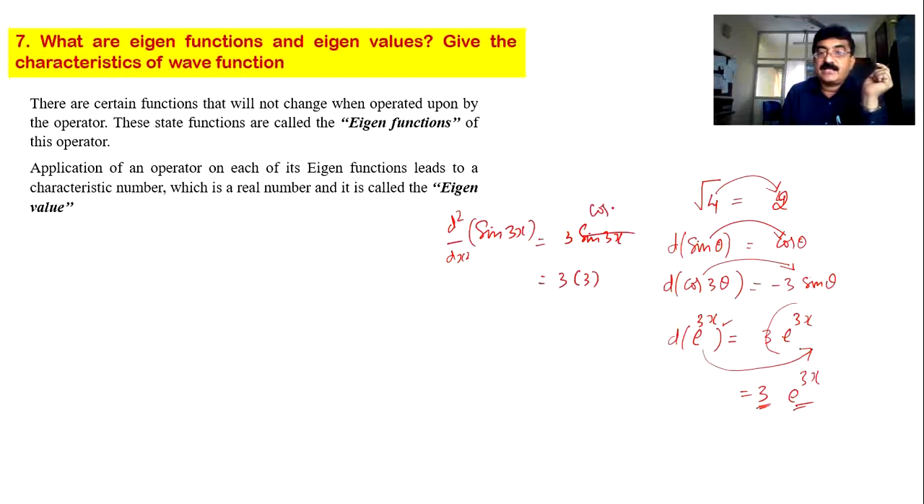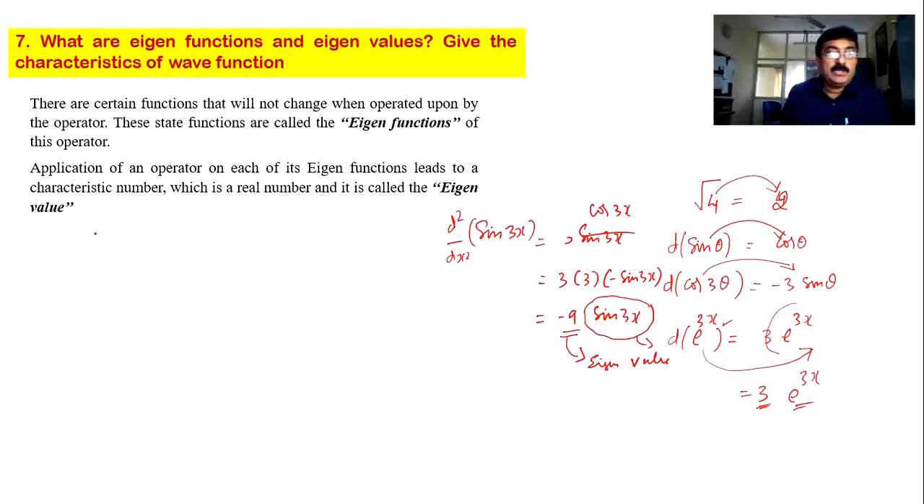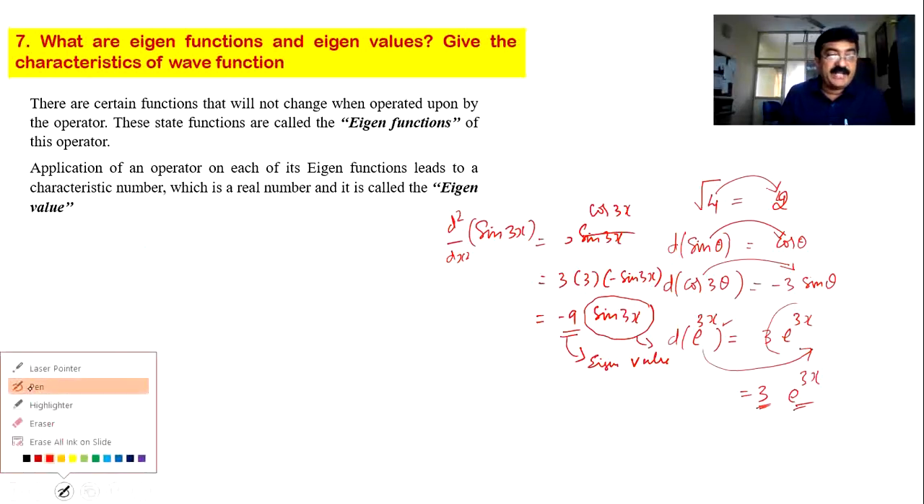differentiation of cos is minus sin 3x. Please try this. That is equal to minus 9 into sin 3x. I had sin 3x, and I got sin 3x once again, but with a number, minus 9. This minus 9 is the eigenvalue, and this sin 3x is the eigenfunction. So that's what the statement is.